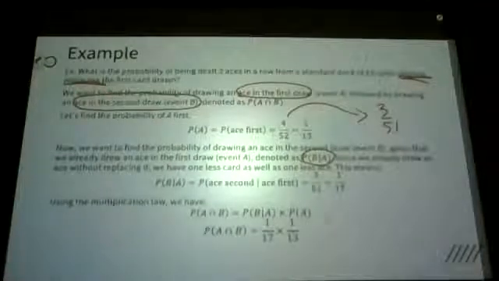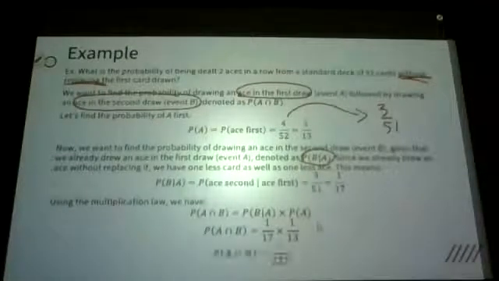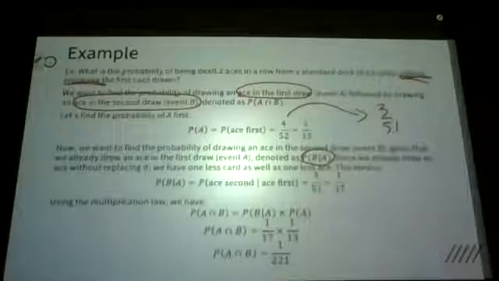You don't need a common denominator. We still make that mistake a lot. No common denominator, just multiply, and you're done. So it's 1 out of 221. Does that make sense?